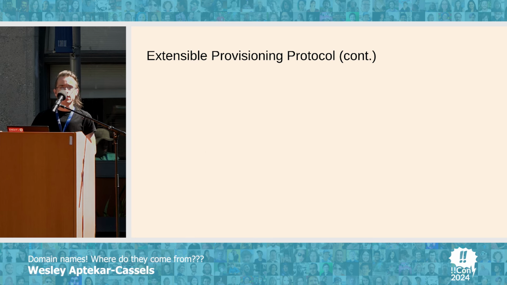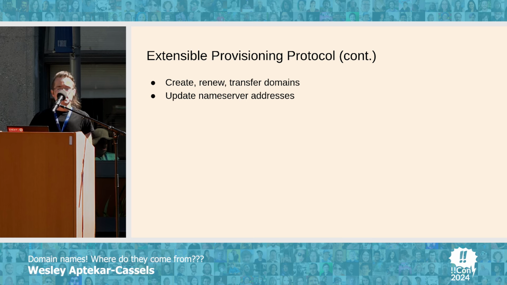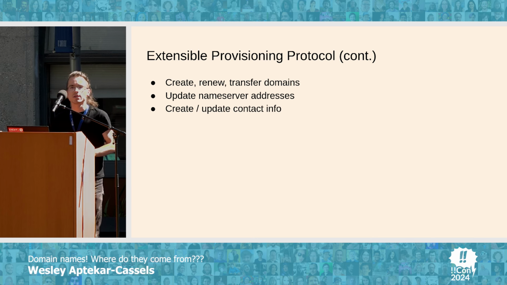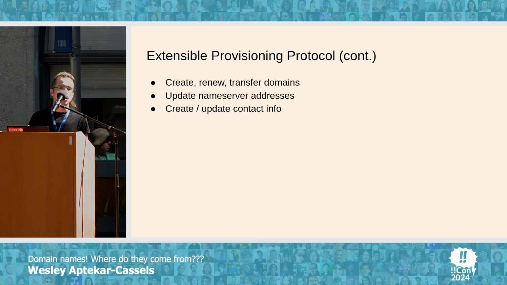Extensible Provisioning Protocol, EPP. I showed this example of creating a domain. So you can create domains, you can renew them, you can transfer them. You can update your name servers, the addresses. You can create and update contact info. And these are the main things you can do. It is extensible, so you can also add other things to it if you need to, if the registrar and registry both support it. But this is a remarkably simple protocol and simple set of things, right? That XML blob that I showed you is basically what you need to do in order to be a registrar.